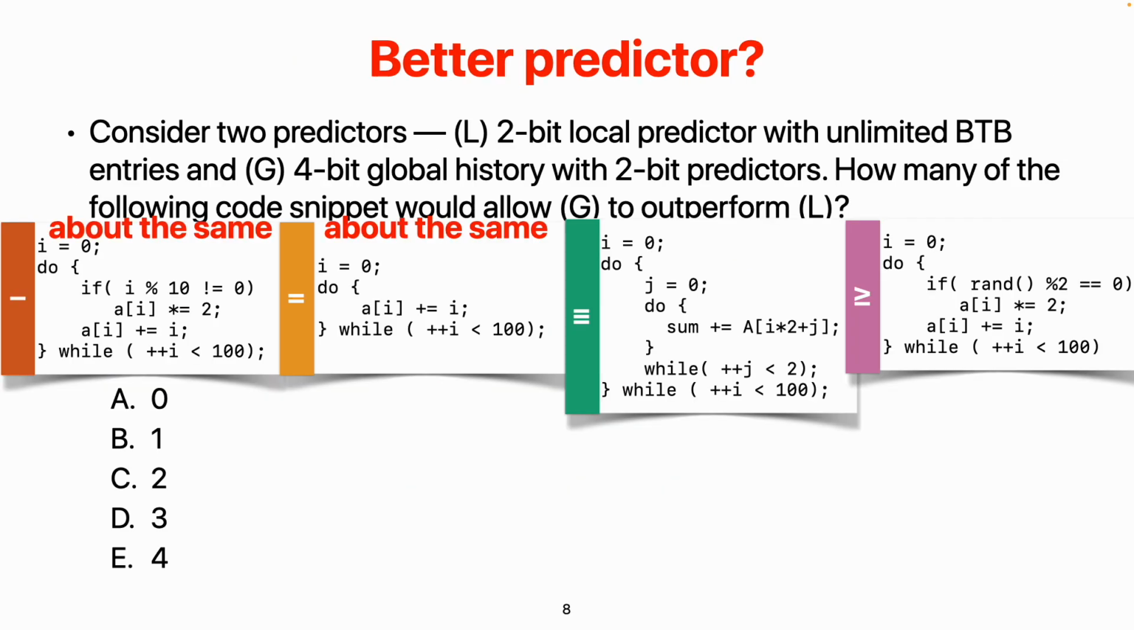But the quick takeaway, another thing which we later learned, is that there's no perfect predictor, right? So why did we discuss both local and global predictors instead of saying that one is better than the other? Because in fact, among these 4 code examples, there's only one where you are going to see the global predictor outperform the local predictor. In other cases, they are about the same, right? So there's always a trade-off in hardware design, and sometimes there is no clear answer on which one is better.